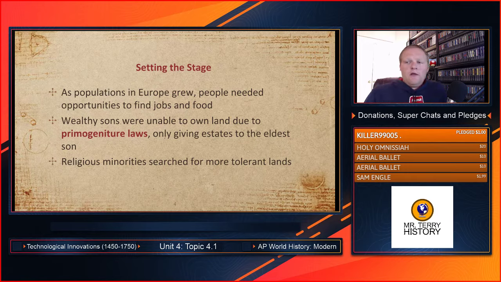So in many places in Europe, basically the land that would be passed down through generations was usually just those estates usually just given to the eldest son, which meant if you were not the eldest son and you were a noble, you're not going to inherit land. You're going to have to find another way to do that. So you get a lot of these nobles that were also part of this, and of course they have money, which they can use on these explorations.